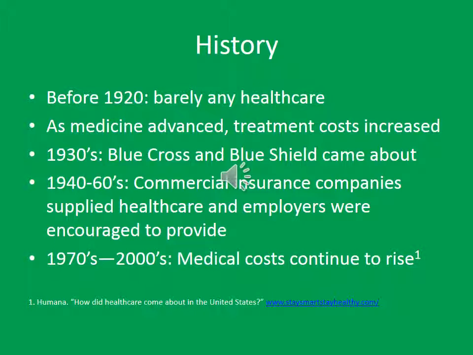Just a brief history of the United States healthcare system. Before the 1920s, there was barely any system in place, but as medicine advanced, treatment costs went up, and Blue Cross and Blue Shield came about and allowed people to pay for their medical bills. In the mid-1900s, commercial insurance companies also started popping up and supplied health care to those who needed it. Employers were also encouraged to provide health care to their employees. Between the 1970s and the 2000s, medical costs only continued to rise.